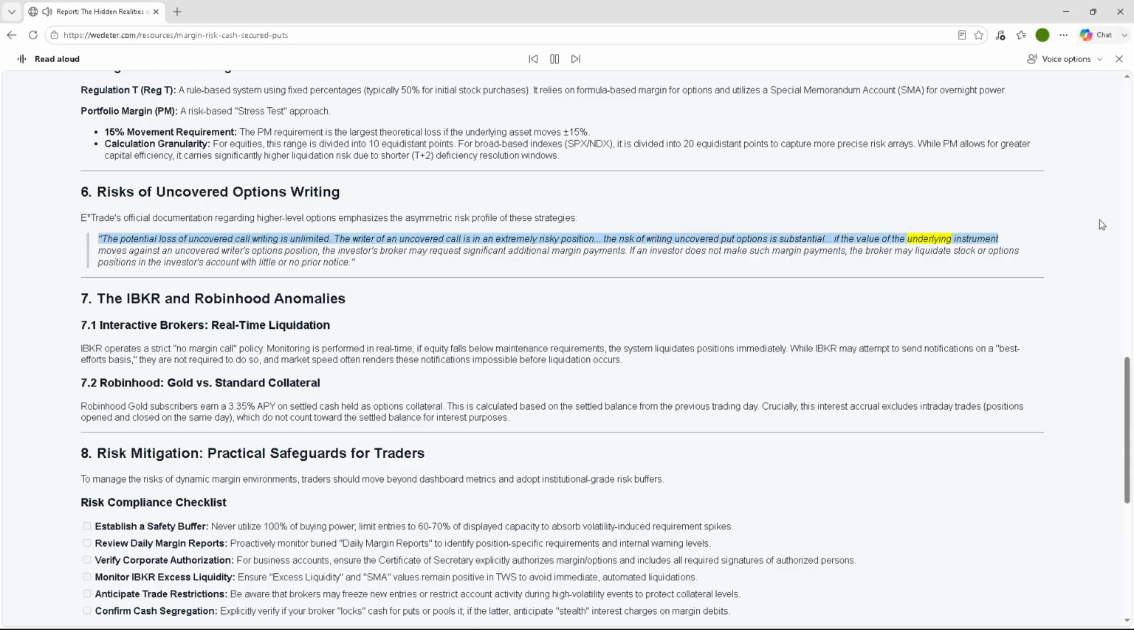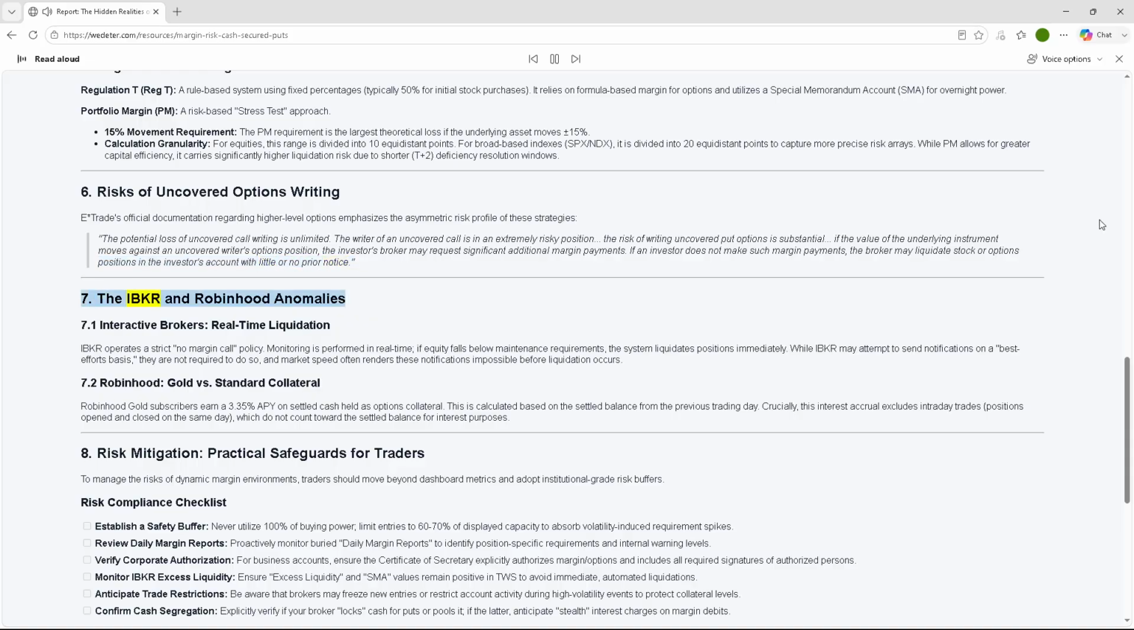If the value of the underlying instrument moves against an uncovered writer's options position, the investor's broker may request significant additional margin payments. If an investor does not make such margin payments, the broker may liquidate stock or options positions in the investor's account with little or no prior notice.